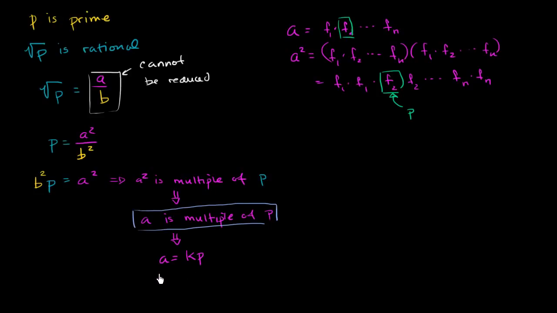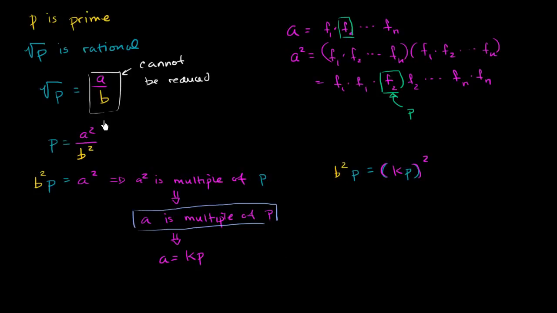But how can we use this? Well, just like we did in the proof of the square root of 2 being irrational, let's now substitute this back into this equation right over here. So we get b squared times p is equal to a squared. Well, a, we're now saying we can represent as some integer k times p. So we can rewrite that as some integer k times p.